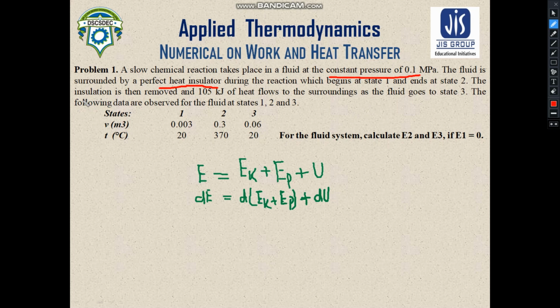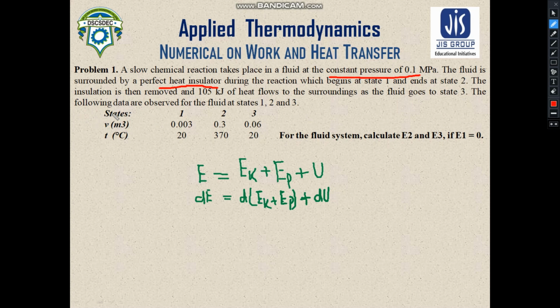The insulation is then removed and 105 kilojoule of heat flows to the surroundings as the fluid goes to state 3. So for the process 2 to 3, the initial state being 2 and the final state being 3, here you can understand that 105 kilojoule of heat is flowing to the surroundings. That means heat is getting lost here.